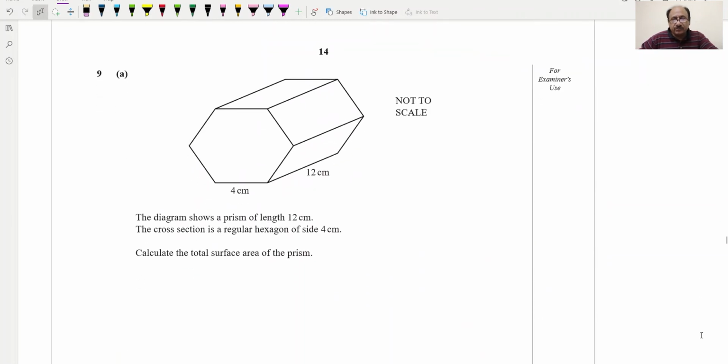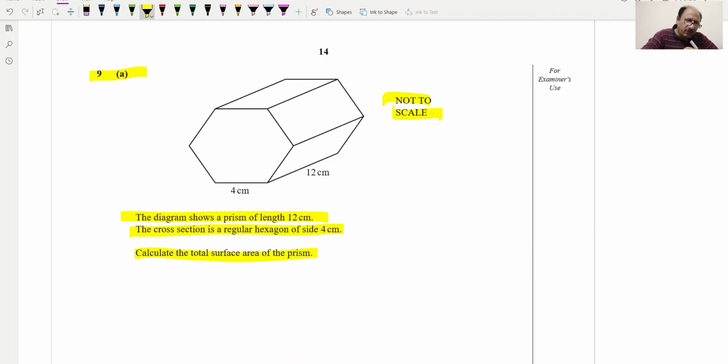Hopefully you understood this. Now question number 9. Question number 9, A part says diagram is not to scale. The diagram shows a prism of length 12 centimeter. The cross section is a regular hexagon of side 4 centimeter. Calculate the total surface area of the prism.